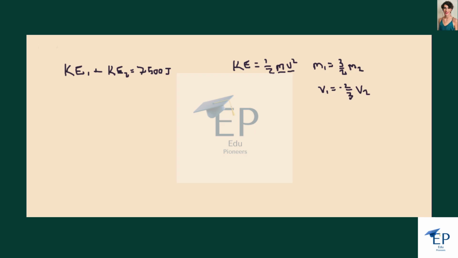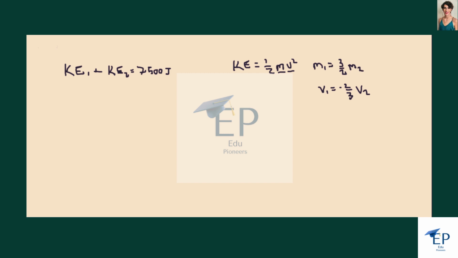And don't let the negative sign throw you. That's just a directional thing. In the picture we drew, v2 was to the right, and negative right is left. So this just says that v1 is in the opposite direction of v2, in the left direction, and it's 2/3 the magnitude.